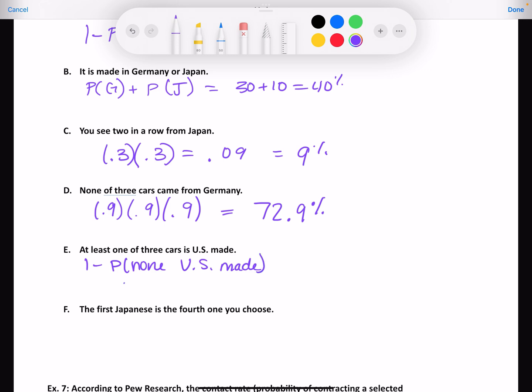which is 1 minus 0.6 cubed, because there are 3 cars. So 1 minus 0.6 times 0.6 times 0.6, or you can just write it as cubed, and this comes out to be 78.4%.